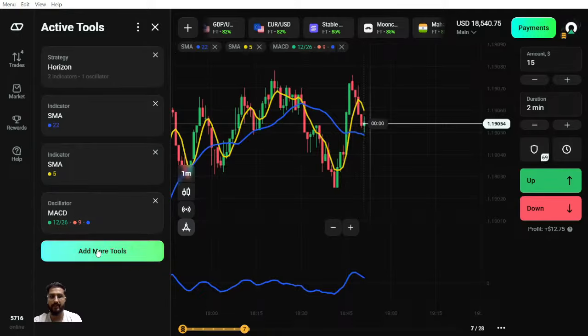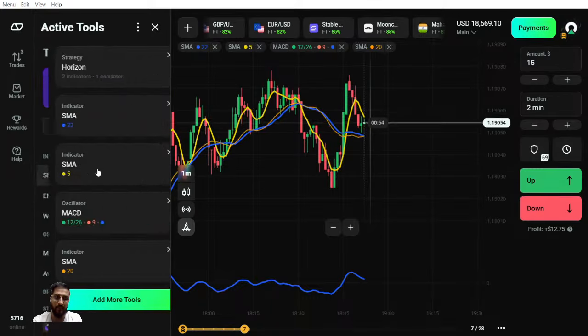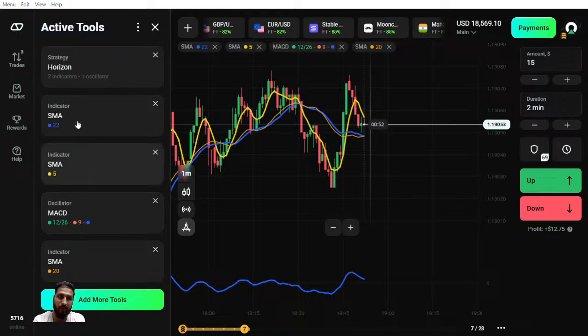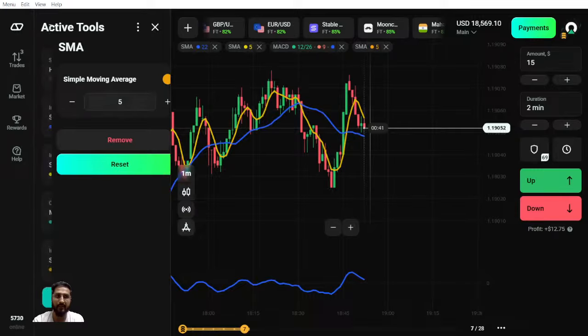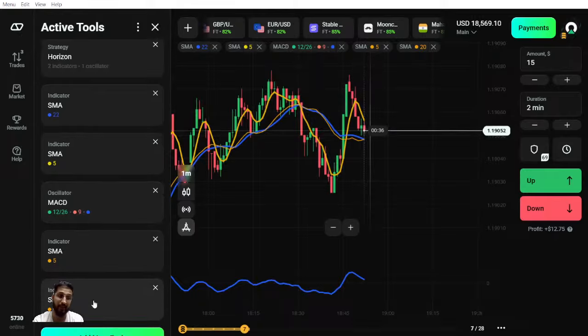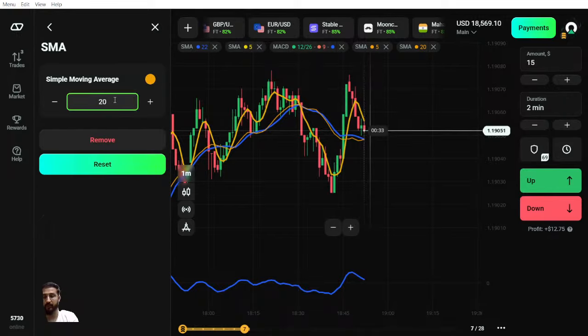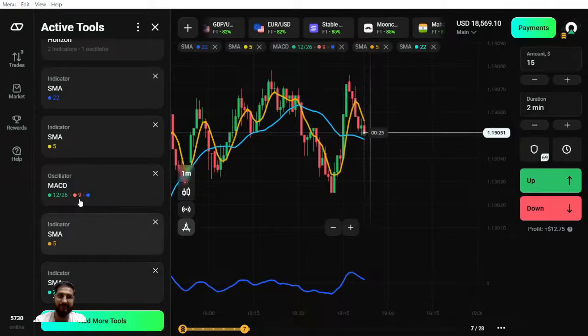So just click on this technical analysis tool, click on add, type SMA, click on that one. Which frequency do we need, 5 or 22? First I'll click on that one and change it to 5. Click on back rather than clicking on close, remove or reset. Click on back. Again click on add more tools, SMA. This time I need another frequency, so it should be 22. Make sure you change the color so that you will be able to differentiate them. So you can observe 22 and 5, and that's how you can apply the MACD also.